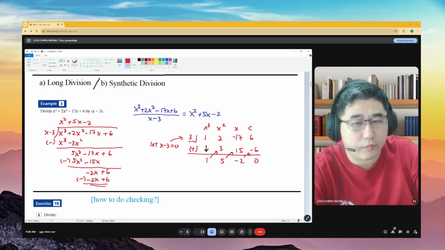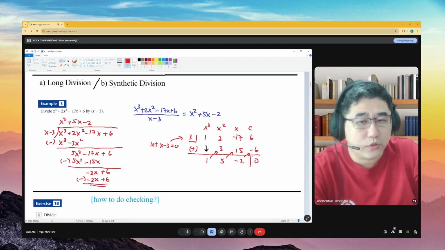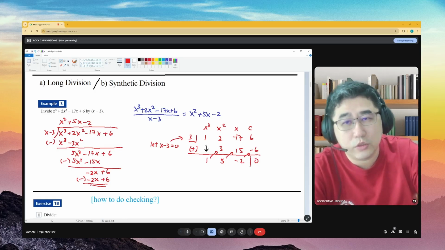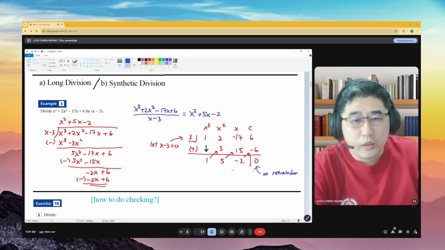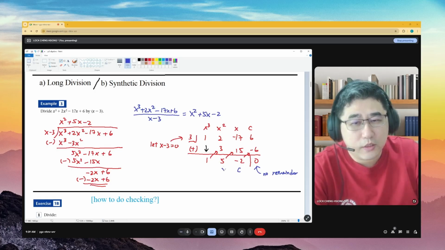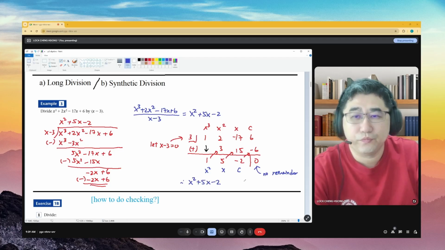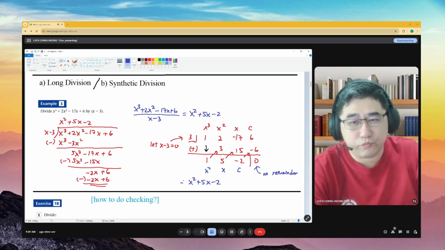Then you have a 0 up here. So after the 0, I draw a line. What does this 0 mean? What do this 1, 5, and negative 2 actually mean? 0 means you have no remainder. And this 1, 5, negative 2 actually means the coefficients of x squared, x, and the constant. We read it backwards. Therefore, you will have x squared plus 5x minus 2 as a result. That will be your synthetic division.